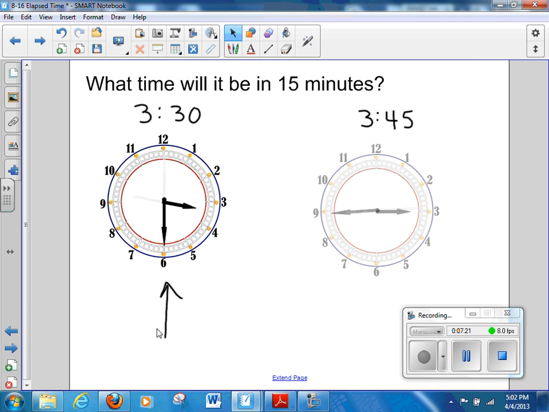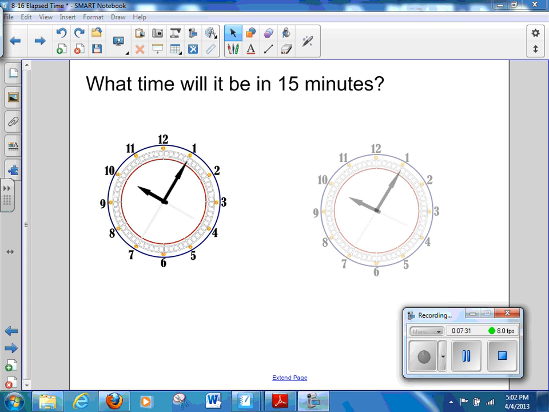Why don't you do that? You can push pause in between the questions to see if you, in fact, can get the answers before you hear what they are. I'm going to set up another clock here. What time will it be in 15 minutes? Both clocks right now have the same time. If you would like to push pause to figure out what time it will be in 15 minutes, do that now.